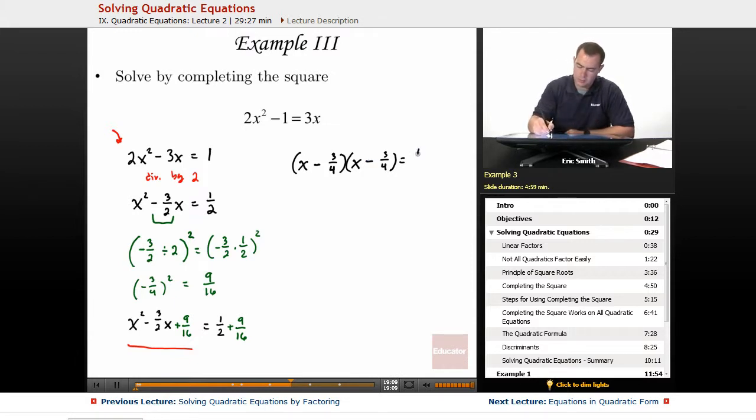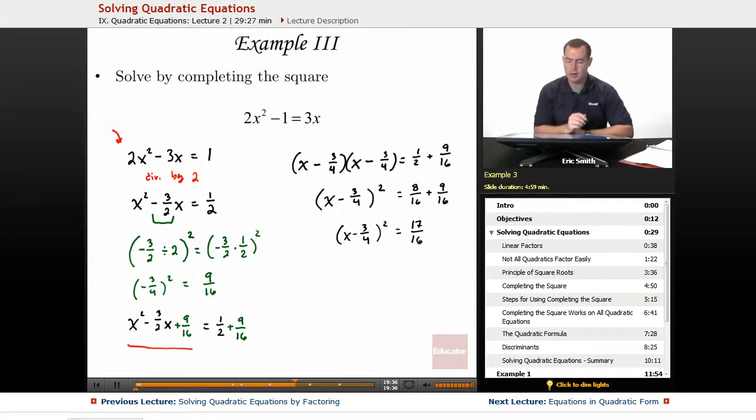Okay, let's see what's going on the other side. I have a 1 half and I have a 9/16. Well, I can get those together by finding a common denominator. So 8/16 plus 9/16. Alright, so at this stage we have x minus 3/4, all of that is being squared, and then all of that is equal to 17/16.